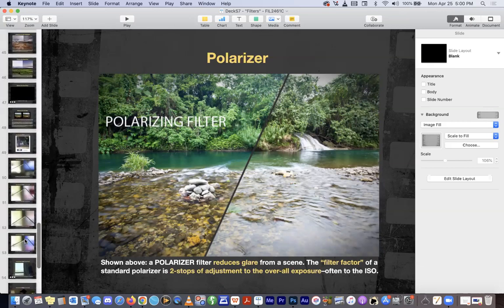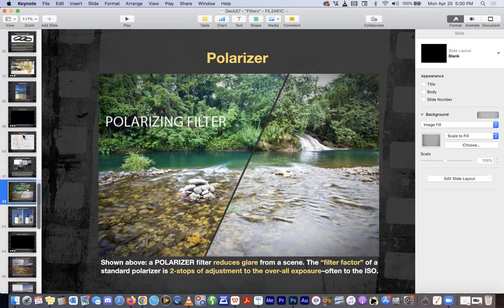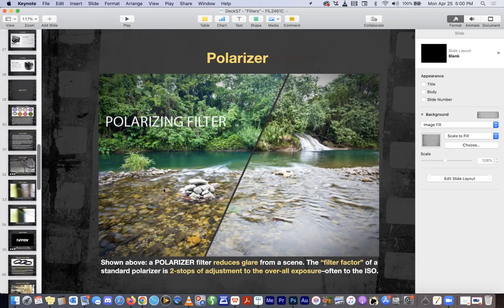I might not have it in this presentation. I shot a little video. I did it looking through the windshield of my car, and with the polarizer in place, you can see through the windshield of the car, you can see the driver behind the steering wheel.